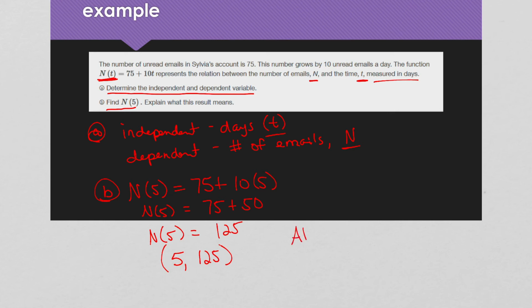So you would write that as a sentence. After 5 days, the number of unread emails is 125. All right, I hope that makes sense.